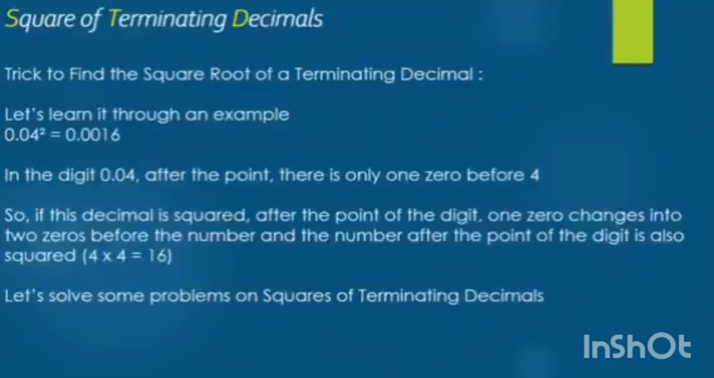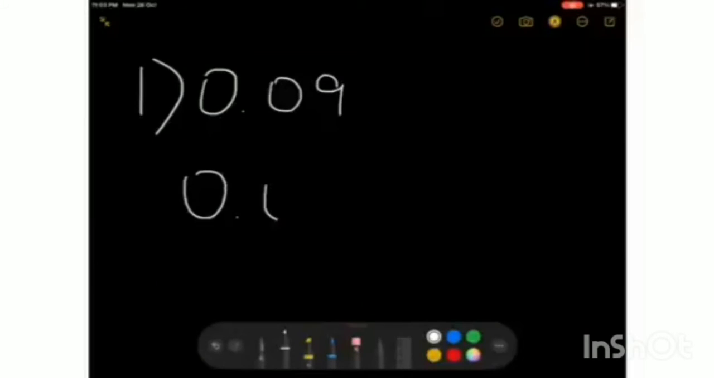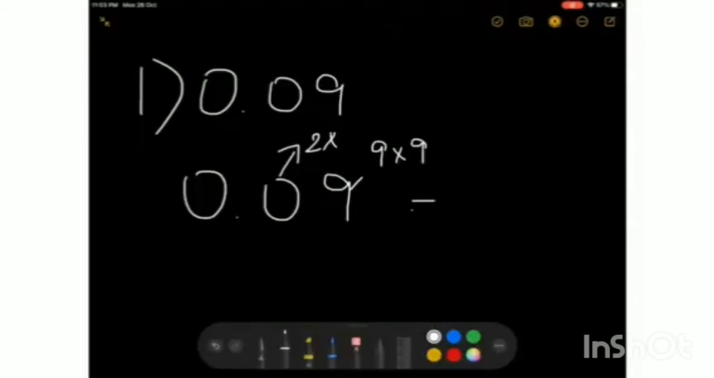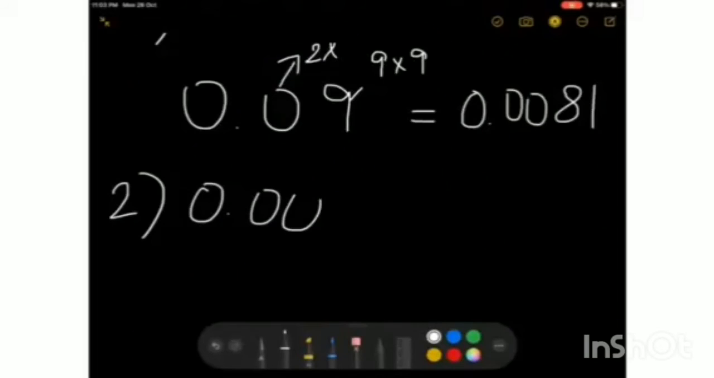Let's solve some sums on squares of terminating decimals. Our first sum is 0.09. We have to double the zeros here. So only 1 zero, we write it as 2 zeros, and we write 9 as 9 into 9, which is 81. So we write it as 0.0081.